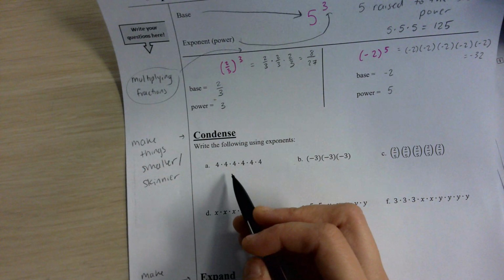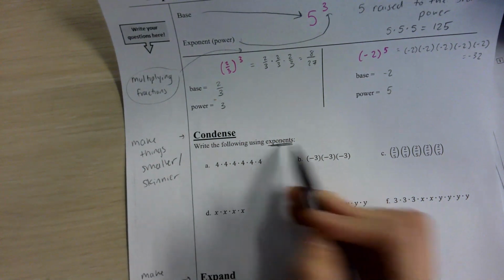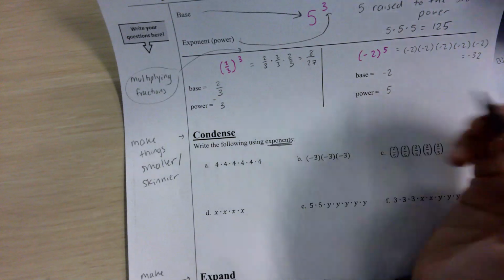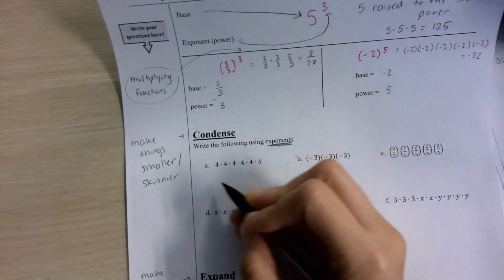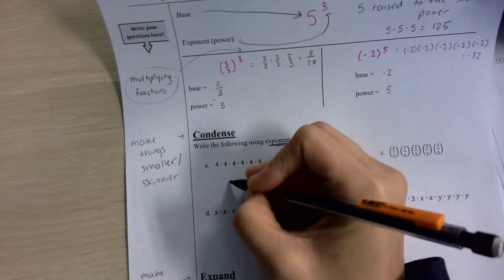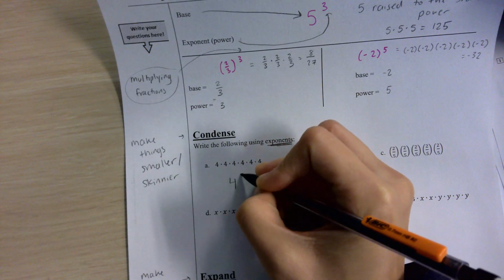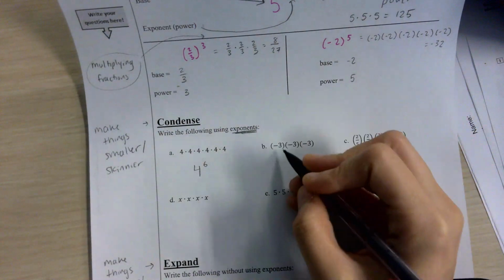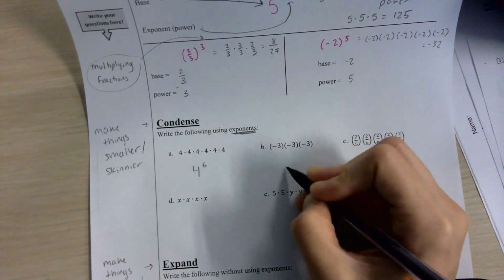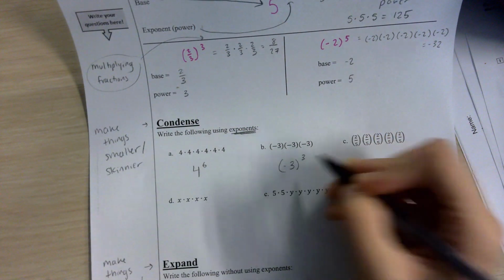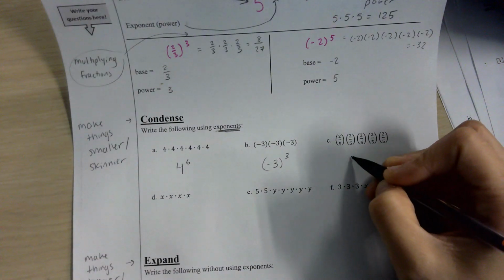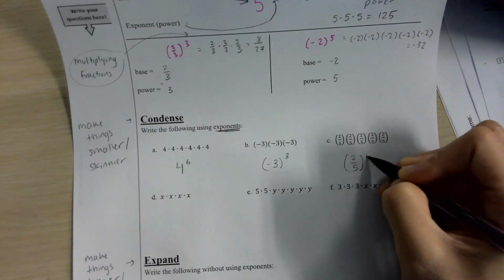So we are going to write the following using exponents. We're not going to simplify it out. We're just going to write it with exponents. So we have 4 is our base. It's being multiplied 6 times. So we have 4 to the 6th. Pretty simple, right? This one we have -3 times -3 times -3. So -3 to the third. Make sure you have those parentheses. This one is a fraction, 2/5 to the 5th.